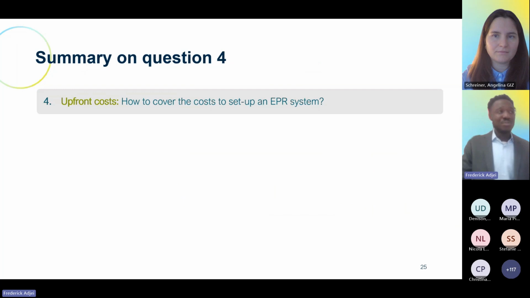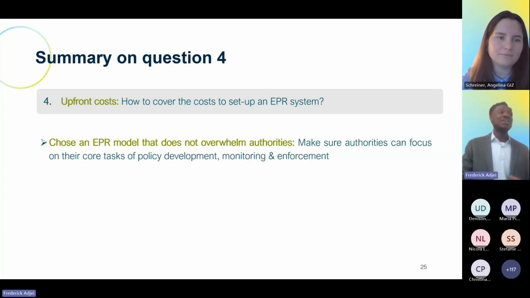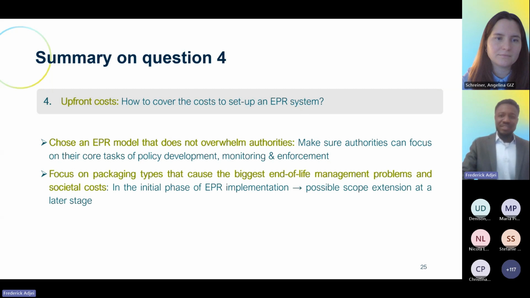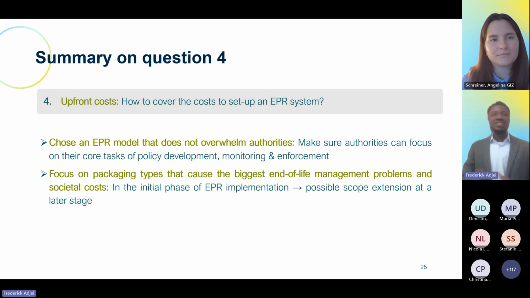So how to cover the cost for EPR systems? Choose a model that does not overwhelm authorities. Choose a model that works for you so that authorities can focus on their core tasks of policy development, monitoring, and enforcement. If you choose a model that is simply unenforceable in your local situation, again, you set a dynamic that cannot be changed later. This is problematic. And you should as well focus on the types that cause the biggest end-of-life problems in that situation. Of course, always bearing in mind that you can always extend the scope. You can always make changes in future as the situation allows.